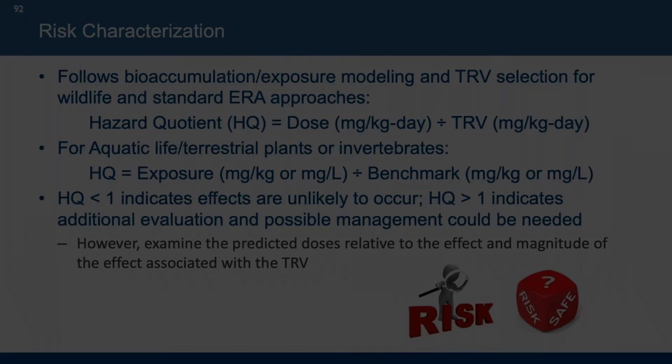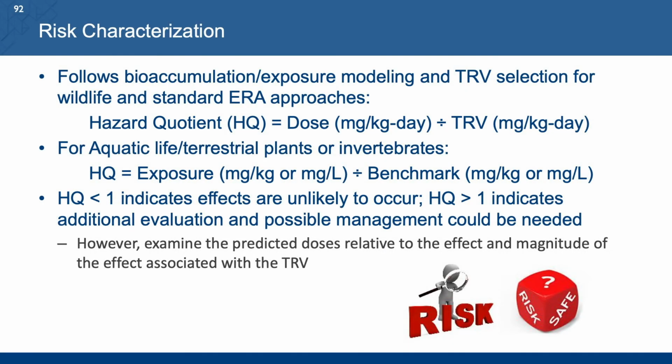In terms of risk characterization, it's the typical, comparing your exposure point concentration or your model dietary dose estimate from your wildlife receptors to some sort of TRV, calculating a hazard quotient. This is standard ecological risk assessment practice. For aquatic life, again, you might compare it to benchmarks, same like you might do for the soil EPCs, the exposure point concentrations you might have.